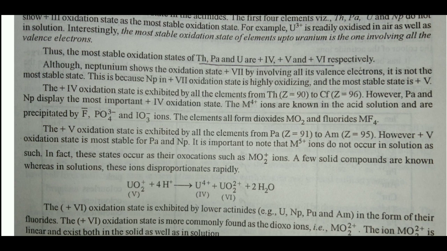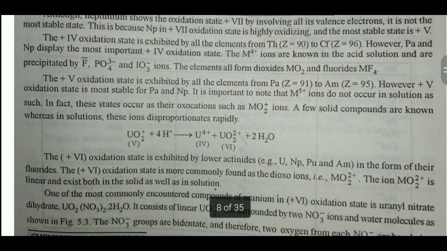The +4 oxidation state is exhibited by all the elements from Th to Cf. However, Pa and Np display the +4 oxidation state as less important. The M4+ ions are known in acid solution and are precipitated by F-, PO4 3- and IO3- ions. The elements all form dioxides MO2 and fluorides MF4. The +5 oxidation state is exhibited by all the elements from Pa to Am. However, the +5 oxidation state is more stable for Pa and Np.